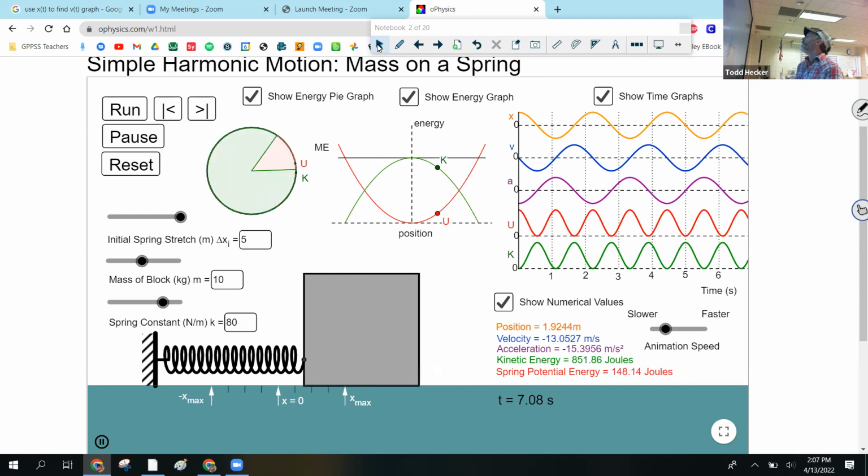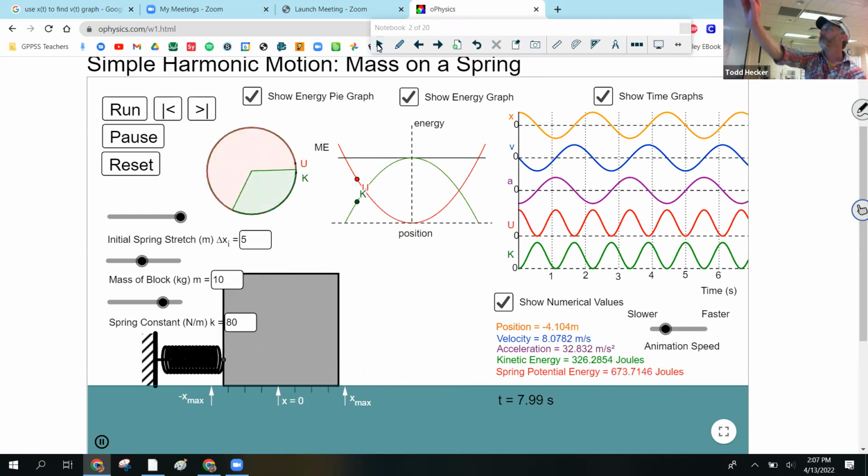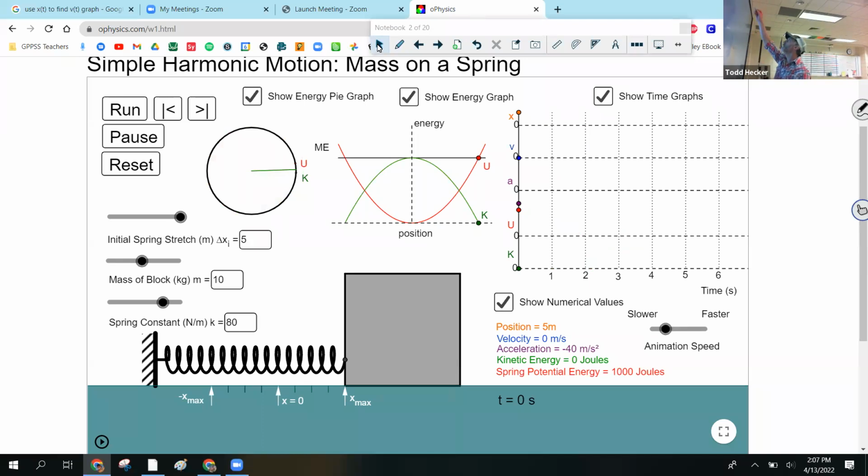Okay, so let's take a look at the graphs. I'm going to hit reset and let's do this again. So this top graph over here is our position time graph.